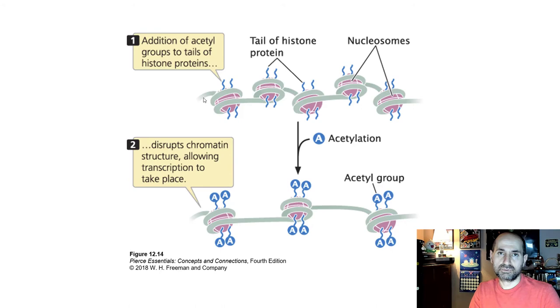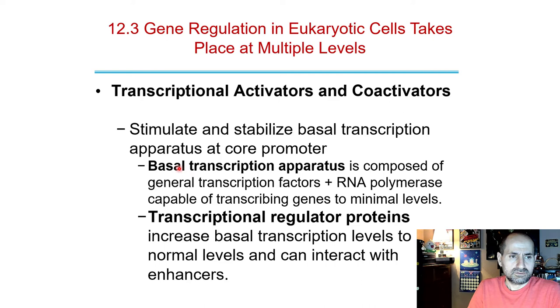Here's some terminology we need to know. In eukaryotic cells, you have what's known as the basal transcription apparatus, which is composed of just general transcription factors and RNA polymerase. The basal transcription apparatus is capable of transcribing genes, but at minimal, very low levels. In order to get good activation of these genes and proper expression of the genes, you're going to need additional transcriptional regulators. These are like your transcription factors, right? Your transcriptional regulators increase the basal transcription of the basal transcription apparatus. They increase the basal transcription to levels of normal cells. And they can also interact with enhancers. We'll talk about enhancers in just a minute.